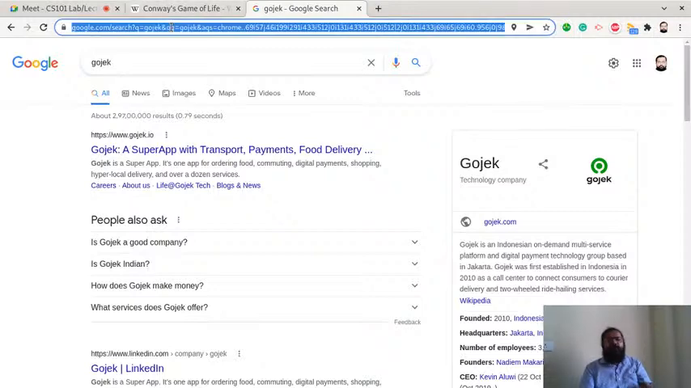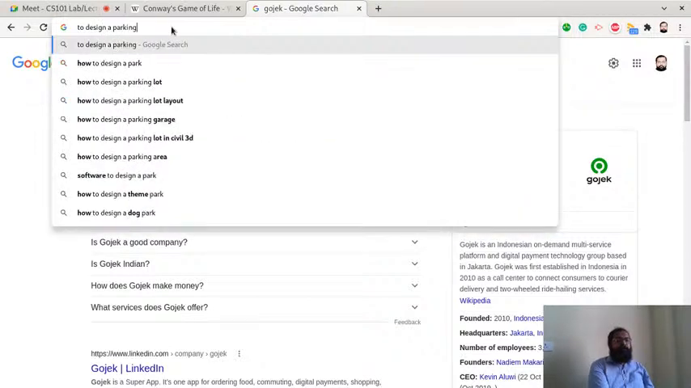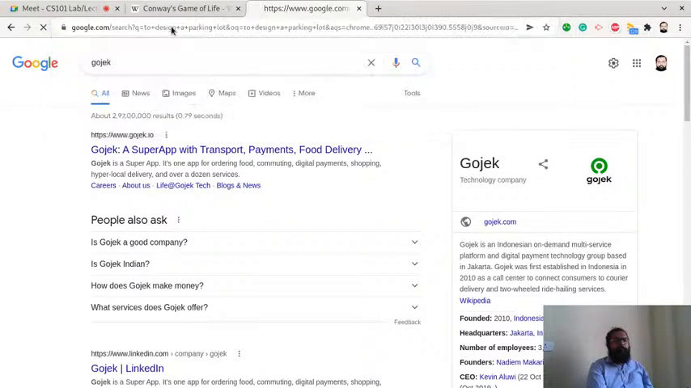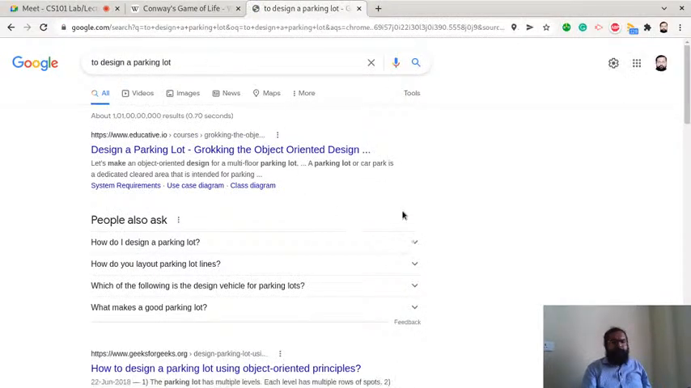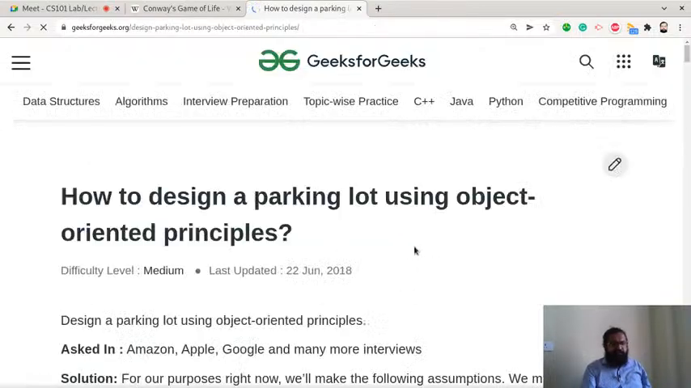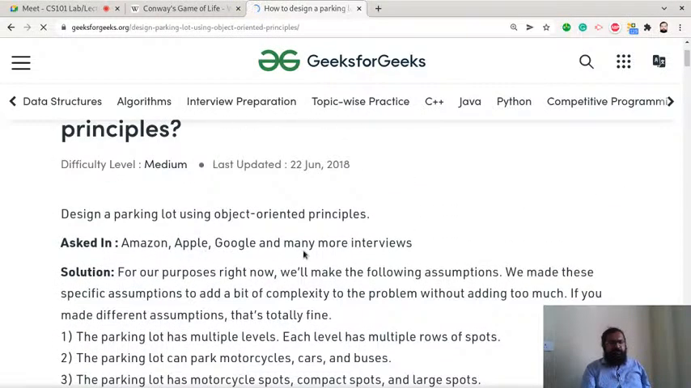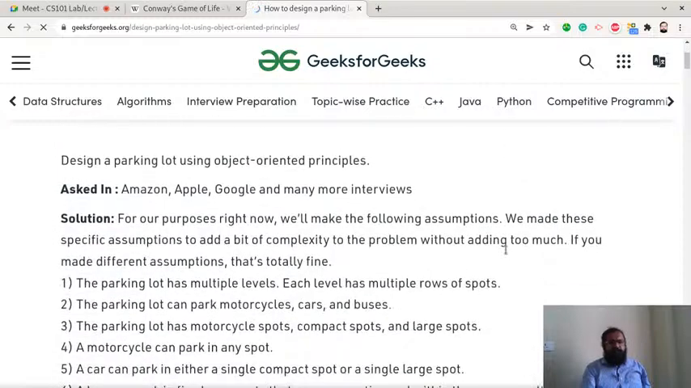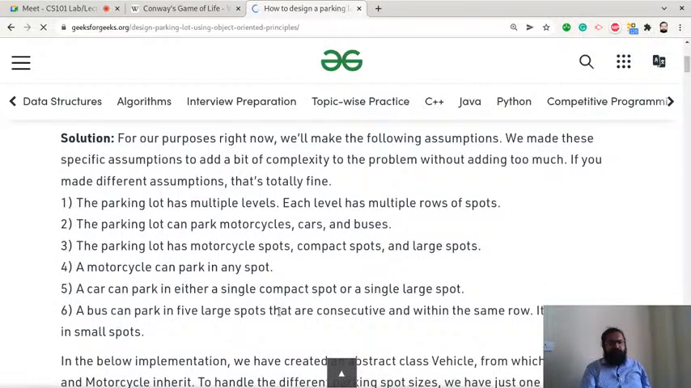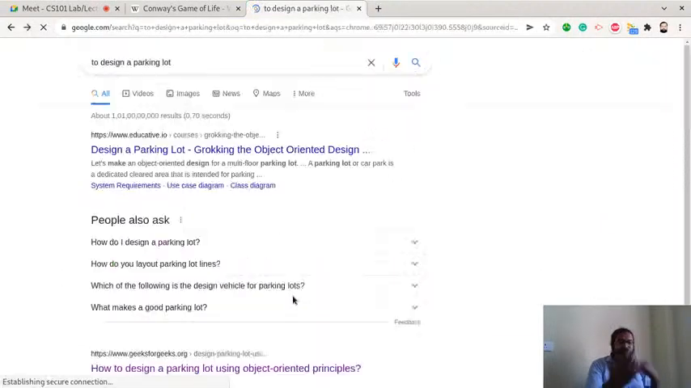And during our interview we had a different question, a totally different question, that was to design a parking lot. I don't think these questions are here, but it could be something like this as well. Yeah, asked in Amazon, Apple, Google, and many more interviews. So it was something like this. We had to write a program which will design a parking lot.